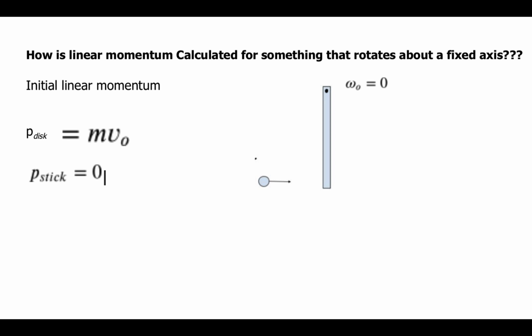All right, so how do we calculate linear momentum for something that's rotating about a fixed axis? Well, the initial linear momentum is probably not an issue to consider. I have a list of all the givens that we're going to use in your notes here: the initial angular velocity, the mass of the stick, which is going to be big M, and it's going to have a length L, and we can use those to get started.